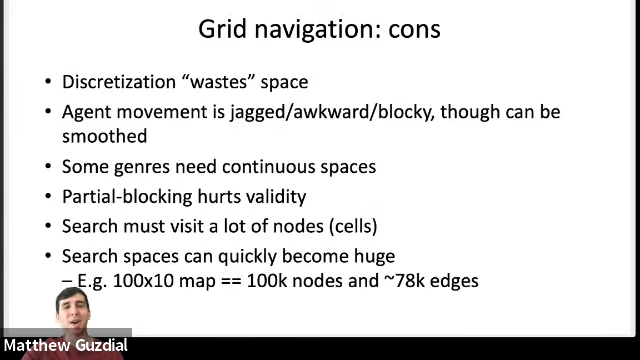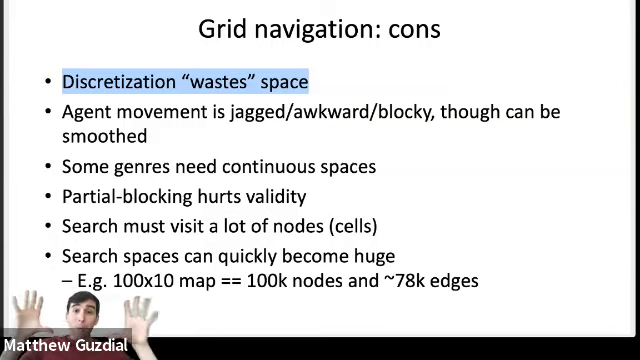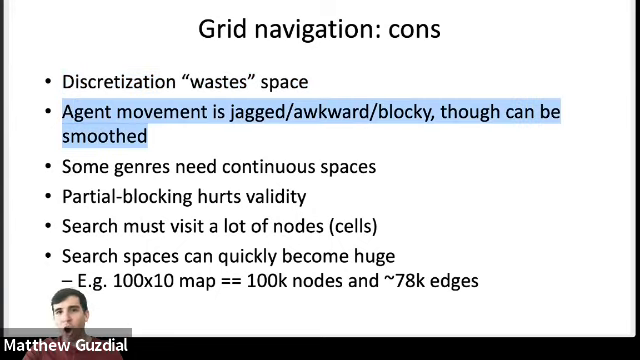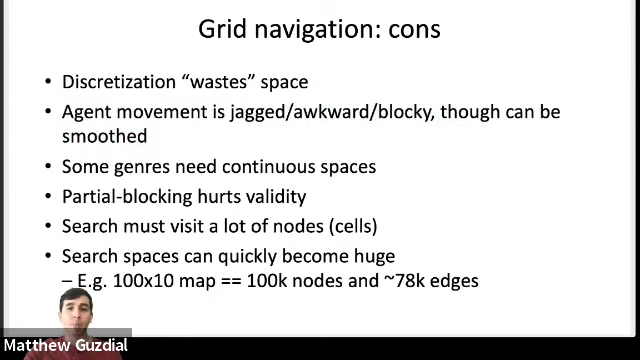Then we've got some cons. Discretization like this wastes space. As I mentioned earlier, there might be a whole big area that's actually safe to move through, but because we have individual grid cells, we think we need to move through each cell one at a time, as opposed to knowing we can move through this whole area in a straight line. As people mentioned, agent movements can be jagged, awkward or blocky, though they can be smoothed. Some genres need continuous spaces, right? We can't use a grid which chops up space if we need to be moving very quickly. I can't use a grid in a first-person shooter, for example. That doesn't really make sense.